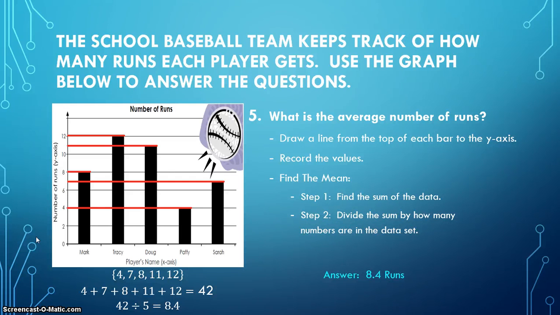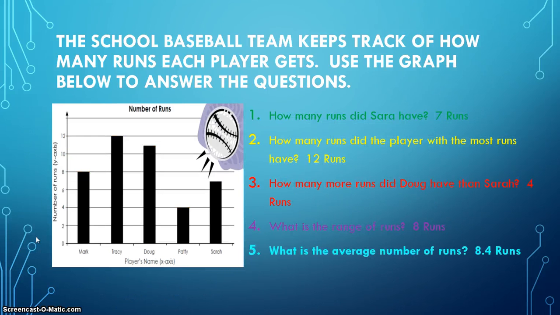So to figure out the average, we figured out the value of each bar by drawing our horizontal lines to see what they are. Once we had our data set, we added them all together and divided by how many there were. When we added them up, we ended up with 42. Since there were 5 numbers in the set, we took 42 divided by 5 and ended up with 8.4 as our answer. So what is the average number of runs?